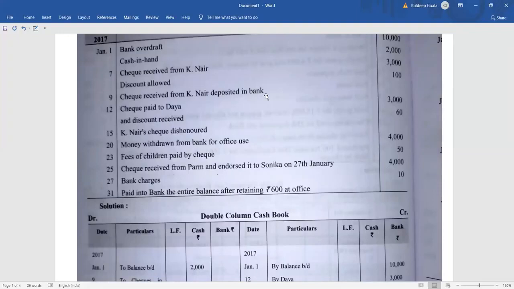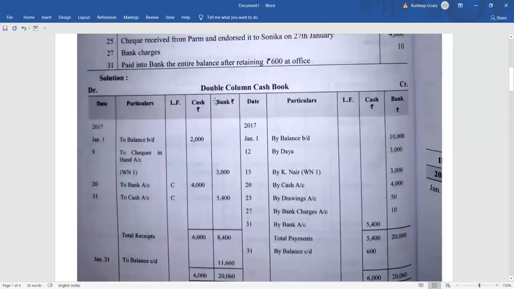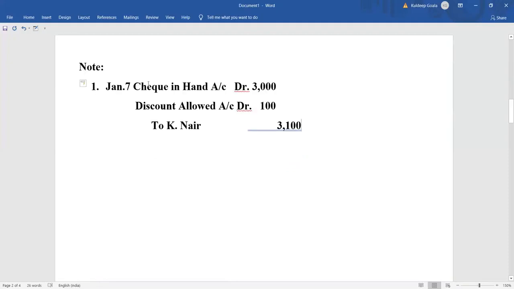So what will be the entry here? Bank account debit to K Nair, right? Because the check is deposited in the bank. So bank account debit to check in hand. Sorry, it will be check in hand. Why will it be check in hand? Because K Nair's account we have already closed here. We have created and closed it here, right? So the next entry following this particular entry will be check in hand. Now the check will go in the bank.